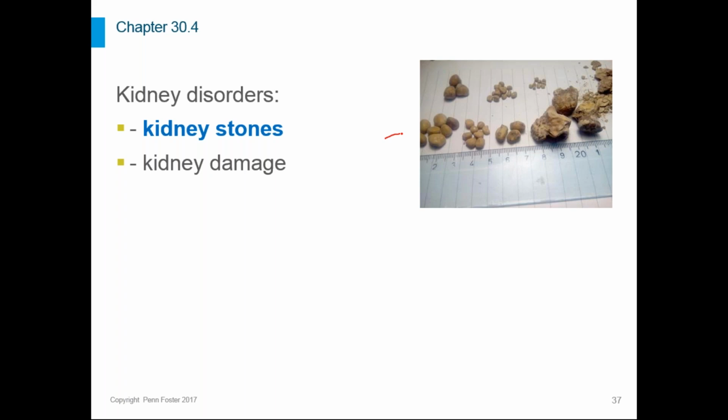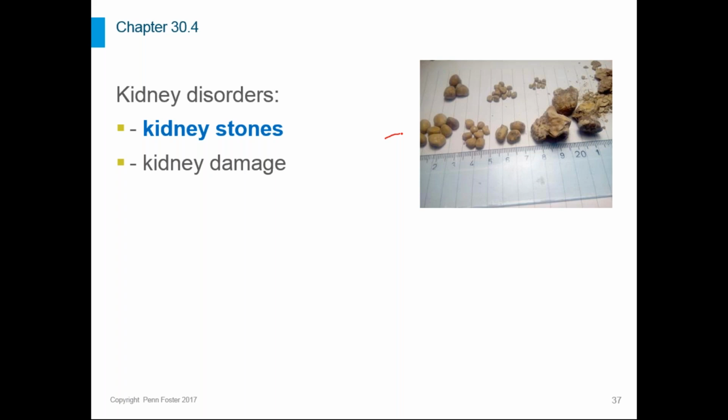So normally those things are just taken away in very small amounts in the water, but they can build up and crystallize. And if this happens, they can block the path to the bladder, which is called a ureter, and cause a great deal of pain to the person that has them.